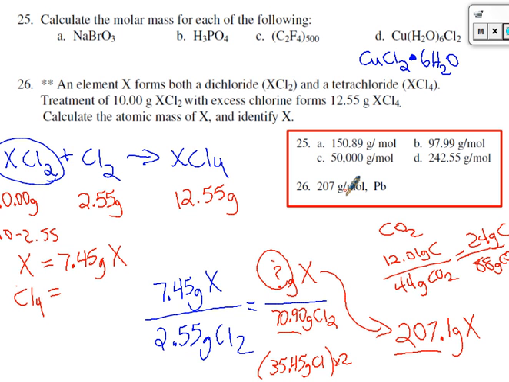Plus, lead is one of those elements that can have multiple charges. You can often have lead as a +2 or lead as a +4. So that makes sense in terms of those 2 formulas.